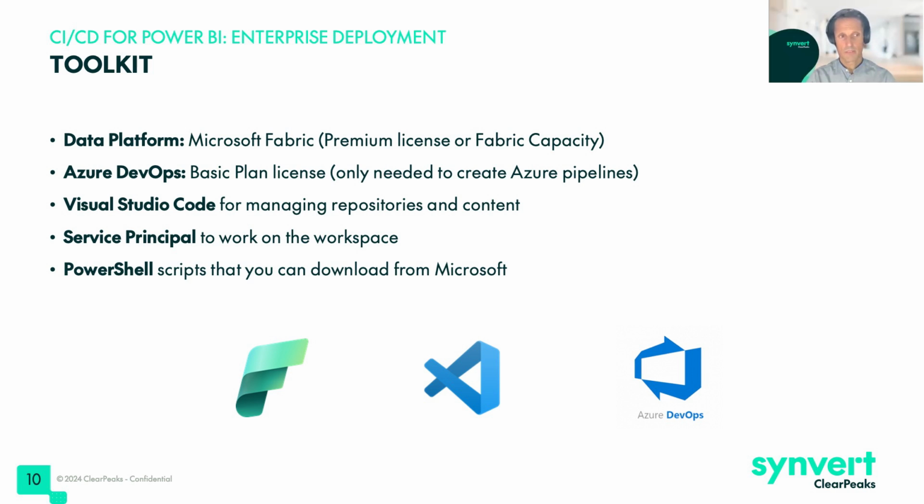Visual Studio Code: I will show you how to manage the repository and the content. We need to configure a service principal to work on the workspace. This service principal is used by the Azure DevOps pipeline to authenticate to the Power BI service. And this account will also need at least contributor permission on the workspace that we are deploying to. And we will need the Fabric PowerShell scripts that Microsoft has made publicly available on their website.